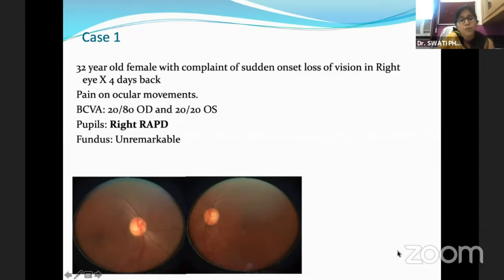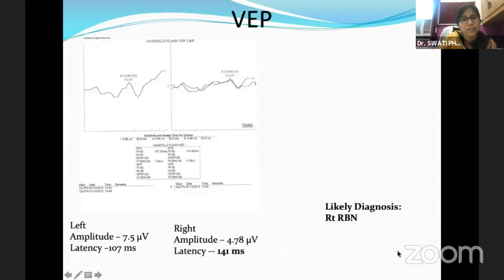So as we all know, pupils are a very, very sensitive test for the diagnosis of optic nerve diseases. So we know that there's something wrong with the optic nerve, and going ahead with the VER, we found that the latency of the right eye was increased. So this confirms the diagnosis of retrobulbar neuritis.